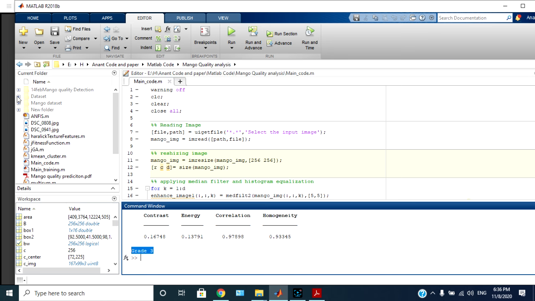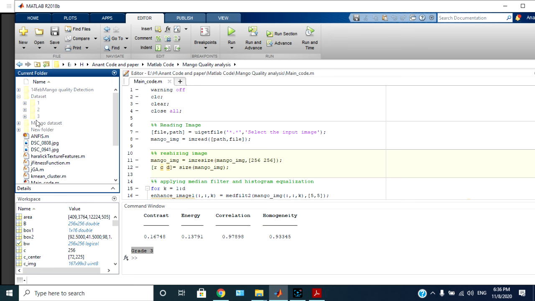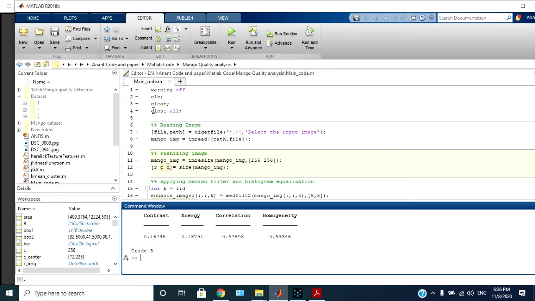So mango grades are divided into three grades: grade 1, grade 2, grade 3. So this is the third grade.